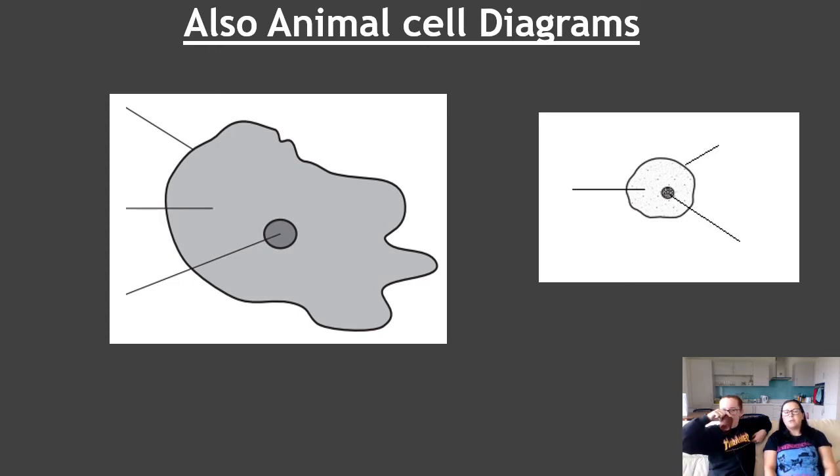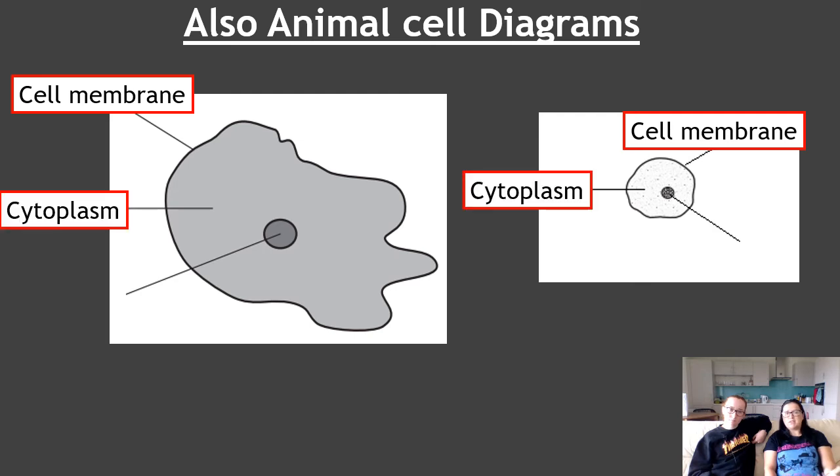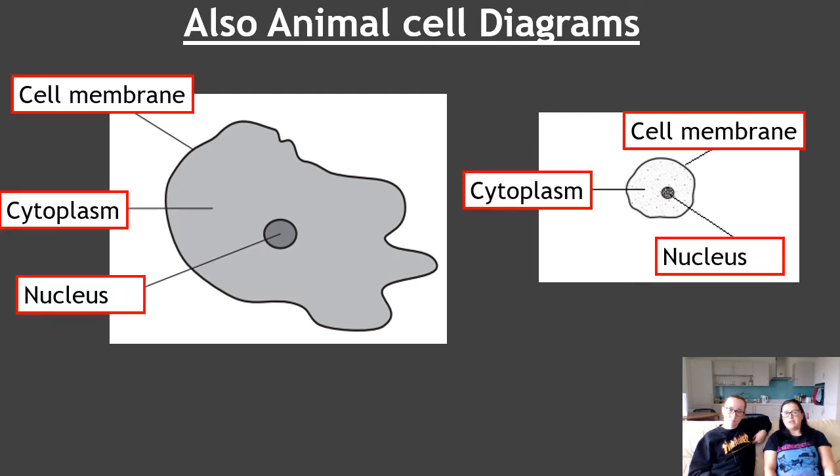So they can also appear like this. So you've got your more complex diagram before, but this is a more simple diagram. And again, we see these things in common. Cell membrane runs around the outside, cytoplasm's in the middle, and the nucleus is there. So yes, we're missing the mitochondria and the ribosome, but it's still an animal cell diagram.